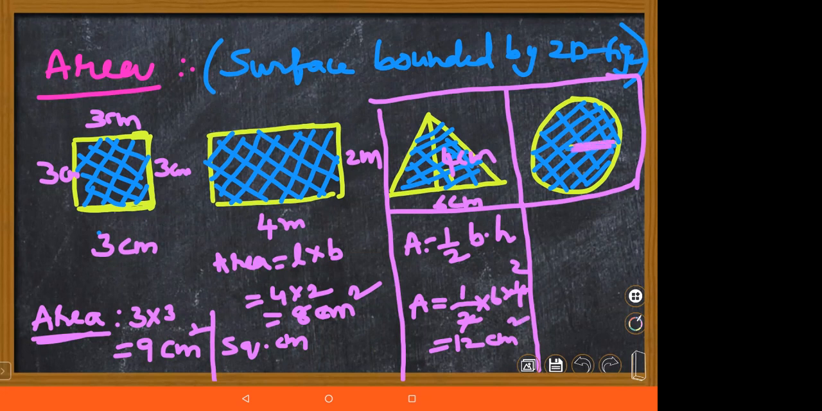Coming to the circle, children. This is a curved surface, so we use the formula to find the area of a circle: pi r square. Where pi you can take as 22/7, and r is the radius, children. Radius means the distance from the center to any point on the circle.